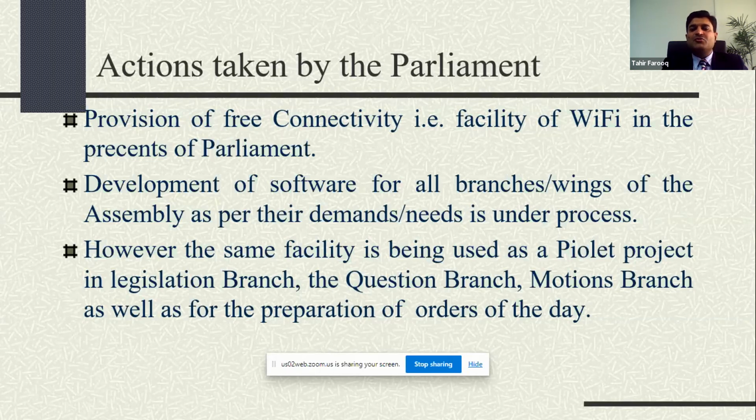However, the same facility is being used as a pilot project in the legislation branch, because there are certain types of question motions which are similar to each other. For the scrutiny of that, they have developed software so that once the question is put into the software, they can analyze whether it is a repetition of an earlier one or not. Only to that extent are we still using it as a pilot project.